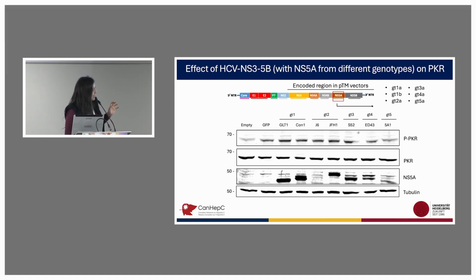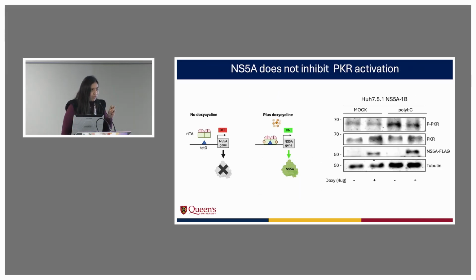And what we saw is not much change. NS5A, regardless of the genotype it came from, and this time working as a complex, still was not able to inhibit PKR activation. So considering this, we thought that perhaps transfection itself, like adding a vector encoding NS5A, could cause PKR activation itself, as you can see in the GFP channel. So what we decided to do was develop a bit of a more pure model.